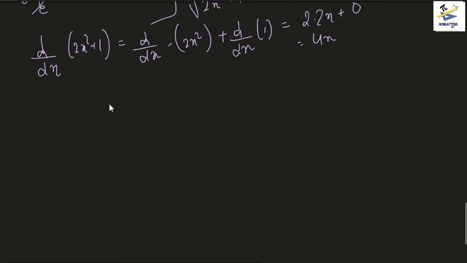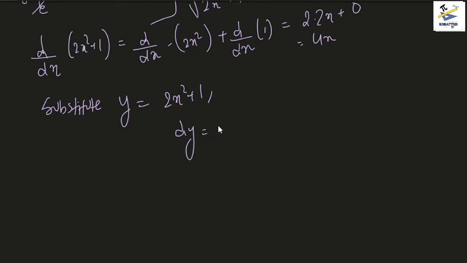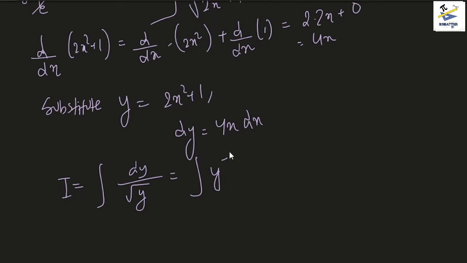And if that is so, what we can do is we can substitute y equals 2x square plus 1, and thus we see that dy is equal to 4x dx, and this would turn our integral into something like this. But this just means that it's y to the power minus half dy, and using the rule we can write it as y to the power minus half plus 1 by minus half plus 1 plus c, which is basically y to the power half, and this becomes 2 because it's a half in the denominator.